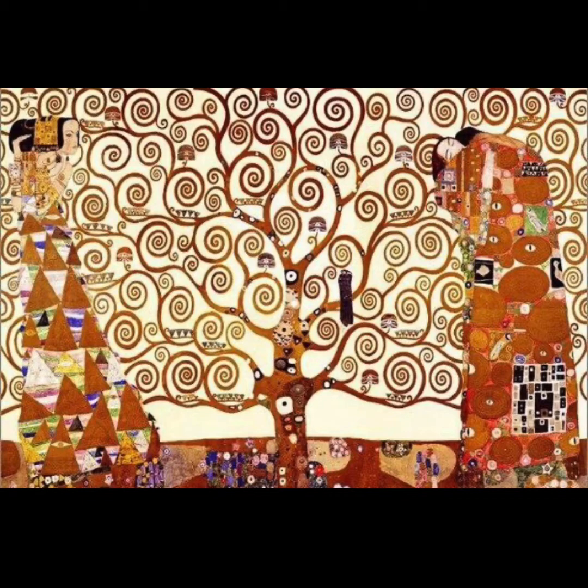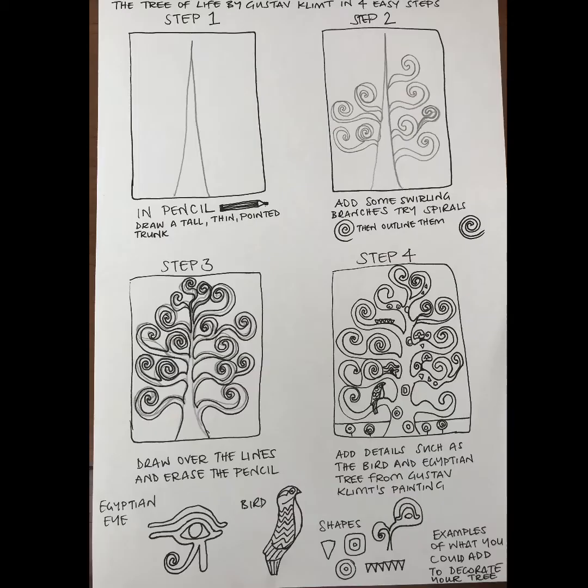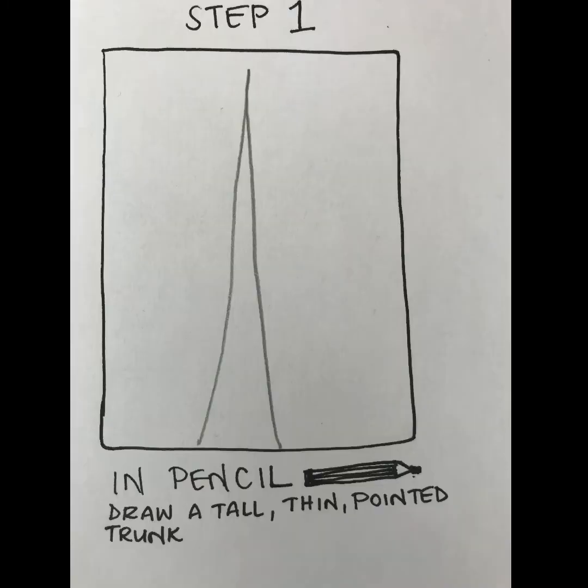This is the painting, The Tree of Life by Gustav Klimt. As you can see, it's got two sets of figures in it. One is a lady with her arms in the air, and she is made to look like an Egyptian. And on the other side, there are two people who are embracing or hugging each other. Today, we're going to try and do our own copy of the Tree of Life picture. To do this, we're going to follow these 4 simple steps, and I will go through them one by one.